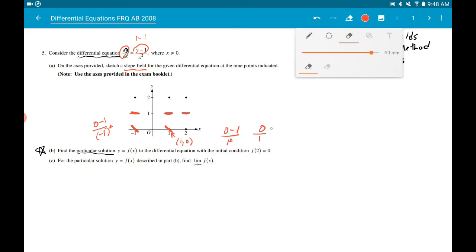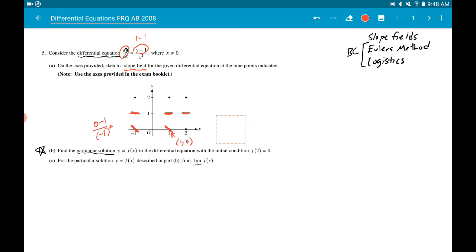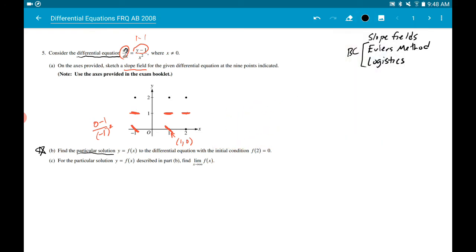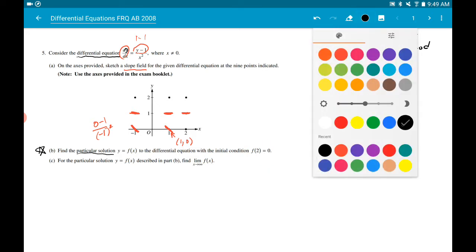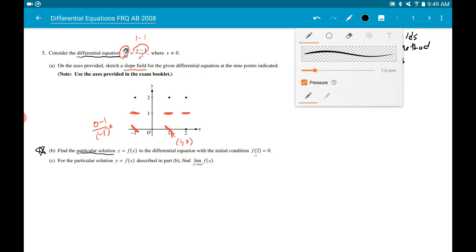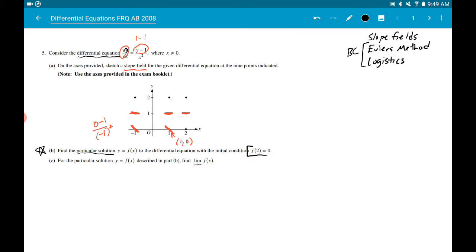All right, the second question, or part B, I should say, I think is where we want to focus our time. So find the particular solution y equals f of x to the differential equation with the initial condition that's usually given. And the translation for that is that it's going to help you find your c value, because remember, when you take an antiderivative, it's going to have a c in it. So this is going to help us find c. And that's something that will probably show up in some form or another.